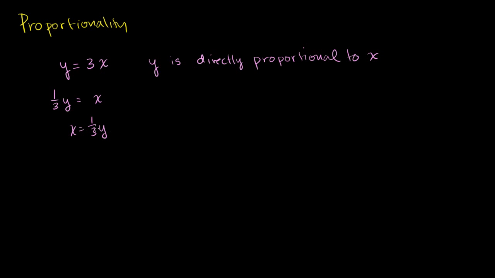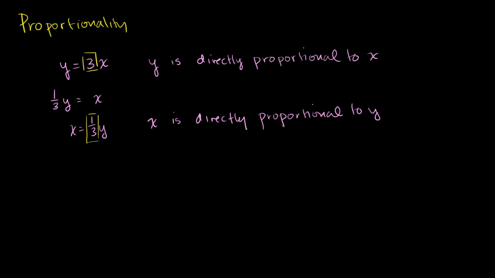So we could also write that x is directly proportional to y. If y is directly proportional to x, then x is also directly proportional to y by a different proportionality constant. So this term right here, this is the constant of proportionality between y and x, or between x and y. This is the constant of proportionality.